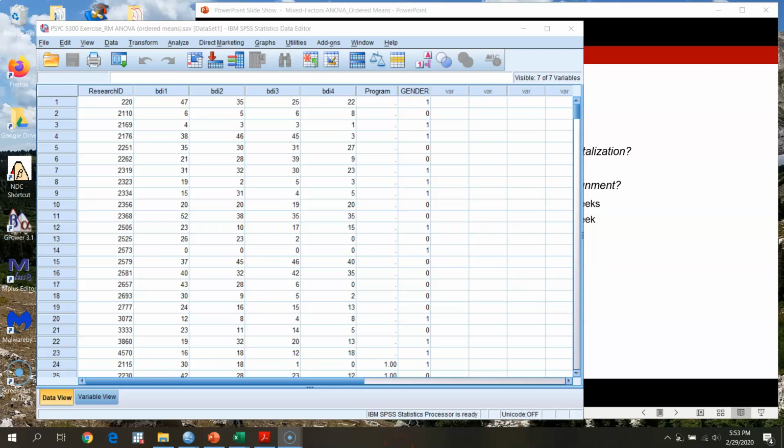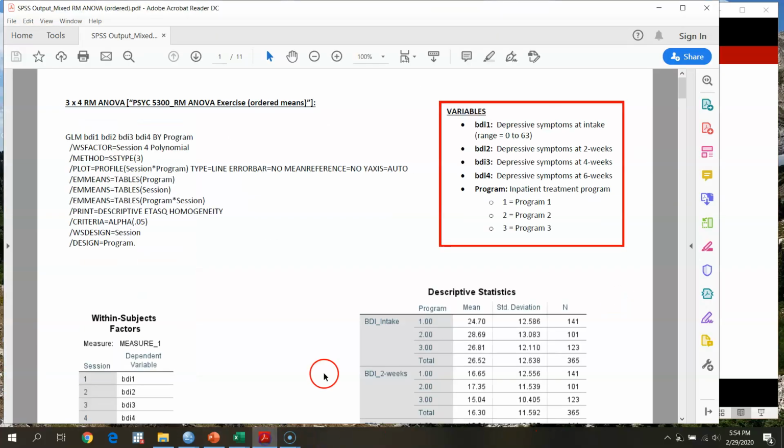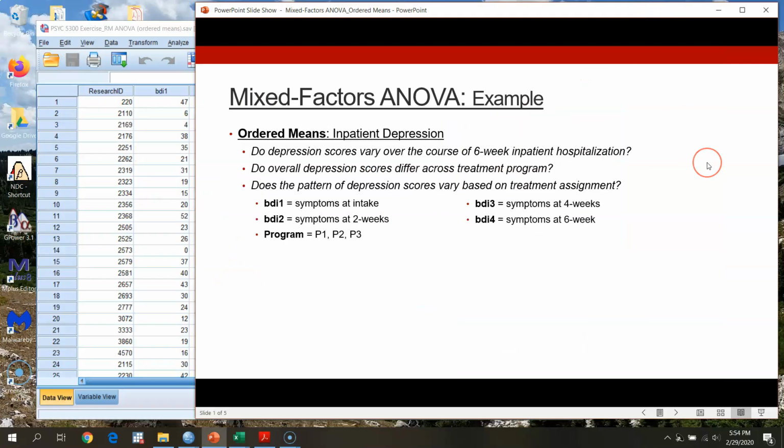Wanted to take you through our mixed factors ANOVA example. We didn't get a chance to go through it in class. Again, this one looks at differences across groups in a series of ordered means. We're going to be using our worksheet here, the 3x4 repeated measures ANOVA for the ordered means. This is what you should be following along with in terms of handouts.